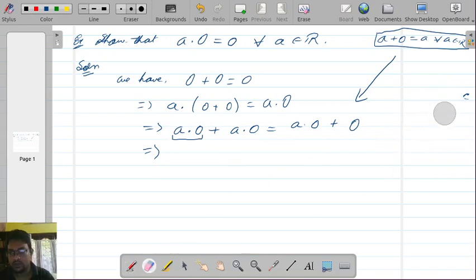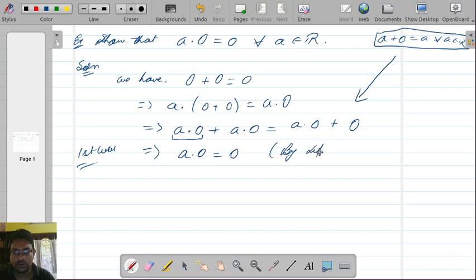Okay, so one way, the first way, is I just use the cancellation law, because I have the same elements here. So using the cancellation law, a dot 0 is equal to 0 by left cancellation law. Okay, right? And another way, the second way, so here already I have proved a dot 0 is 0.